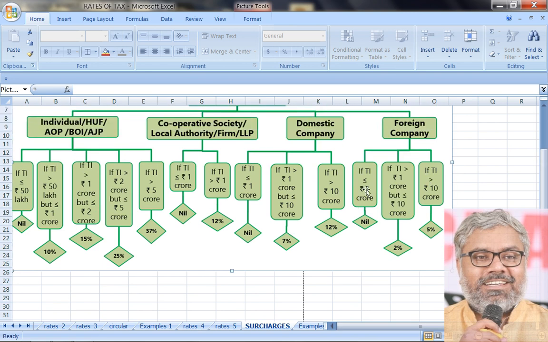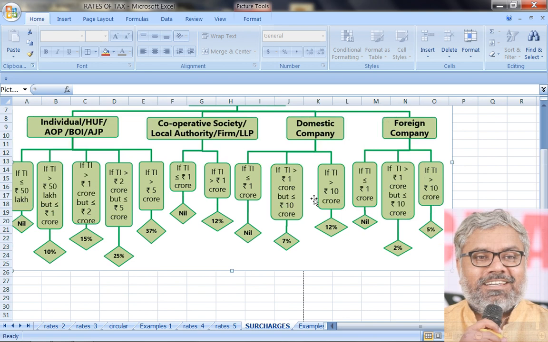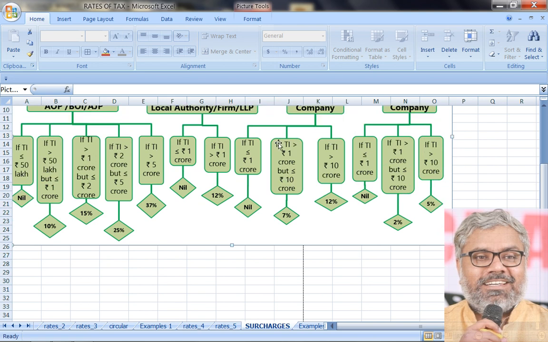Now coming to foreign companies, of course there is no surcharge till 1 crore income, that is always common. However, the rate of surcharge is not even 7%, it is 2% on income tax payable if the total income is between 1 to 10 crores. So this condition is the same, but the surcharge rate differs between domestic company and foreign company.